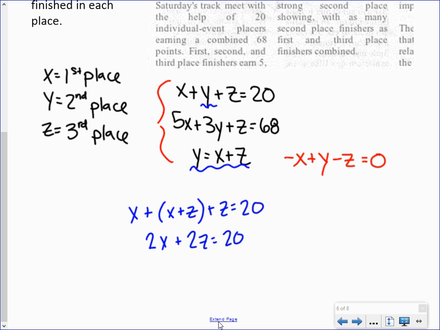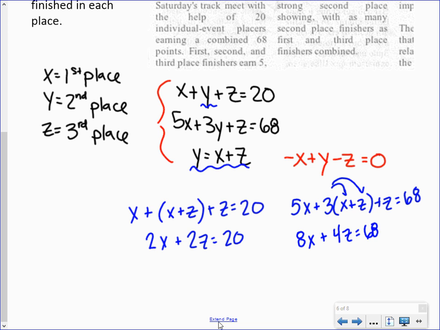Okay, so substitute into the second equation, 5x plus 3 times x plus z equals 68. And then distribute and combine like terms, so you get 8x plus 4z equals 68. Okay. And you have two equations there that you could work with to do the two variable system. What's that ordered triple that we get for this one? What's the answer?